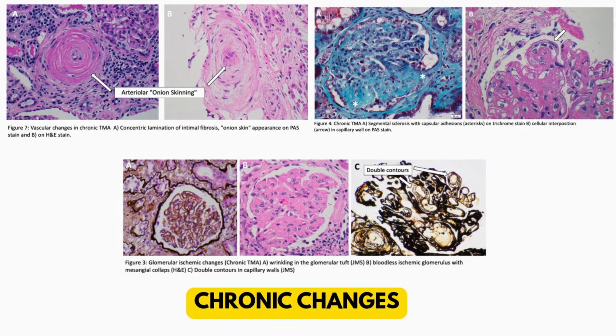So when you put all of these together, the top left shows chronic arteriolar remodeling, the top right shows chronic glomerular scarring, and the bottom image shows ischemia and basement membrane duplication. This is chronic thrombotic microangiopathy on biopsy, a record of past vascular injury, often irreversible and closely linked to long-term graft dysfunction.